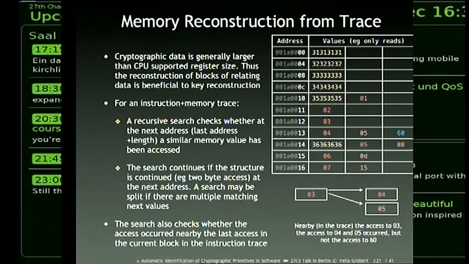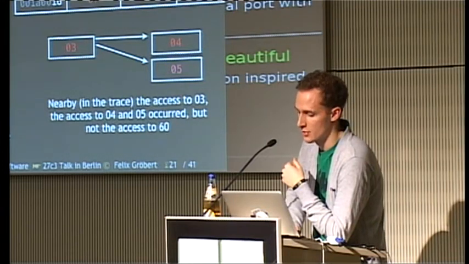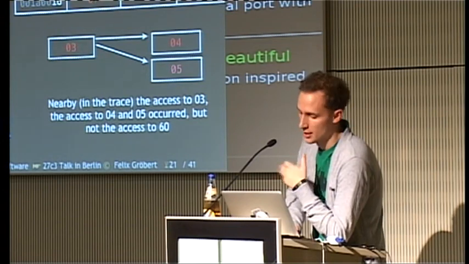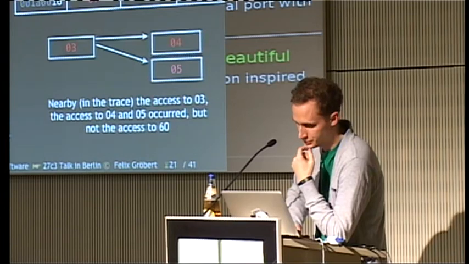For the trace, we walk down the trace and then do a recursive search to check whether at the next address lying in memory, there's another access to that memory address. For example, if we are at address 0 at this access of memory, we check whether at the next address, namely last address plus length, there's another access to memory, this one here. And then we compile this to the next block.